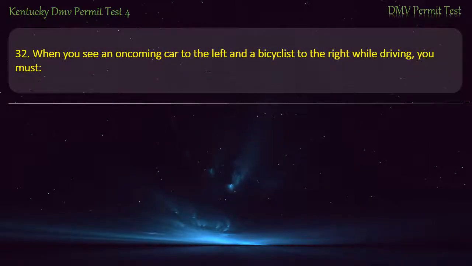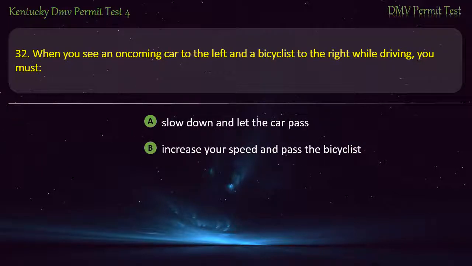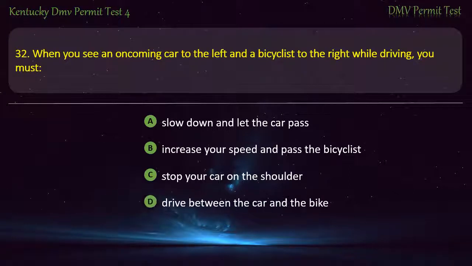Question 32. When you see an oncoming car to the left and a bicyclist to the right while driving, you must slow down and let the car pass. Increase your speed and pass the bicyclist. Stop your car on the shoulder. Drive between the car and the bike. Answer. Slow down and let the car pass.